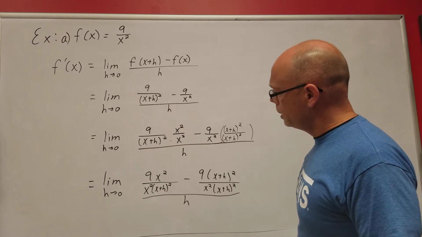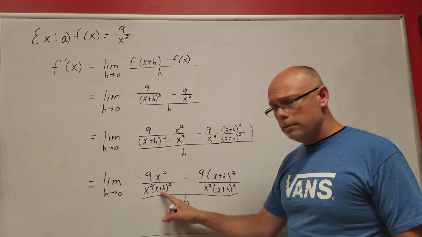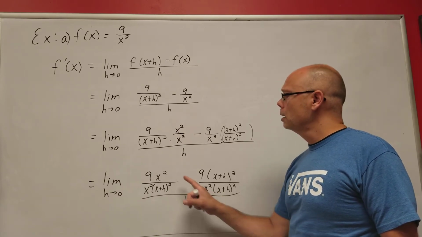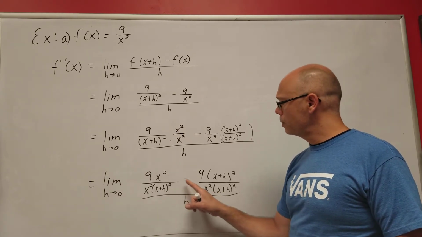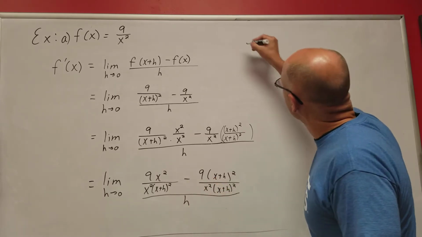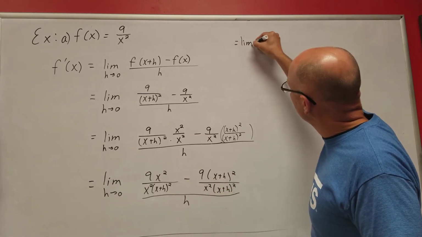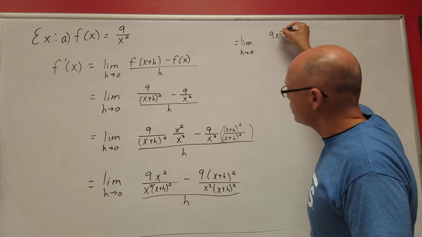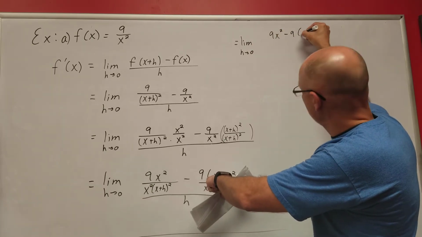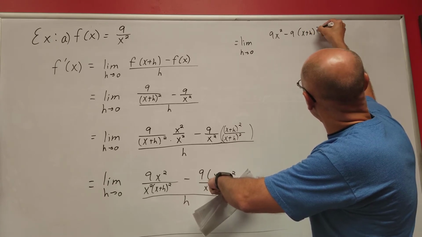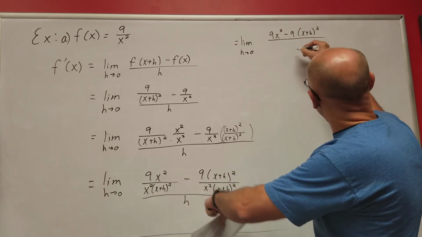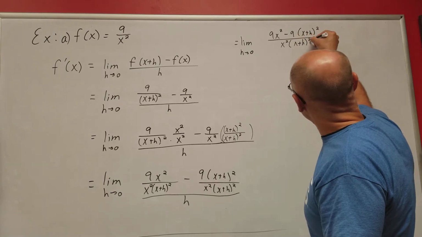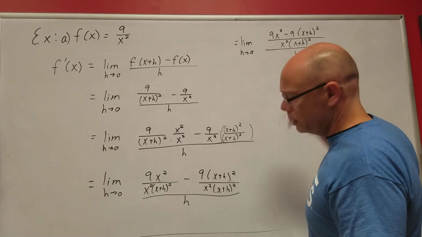All right, so let's see. If I have a common denominator here and here, I can write the denominator one time and put the numerator as 9x squared minus this stuff. So let me carry over the limit. Limit as h approaches 0 of 9x squared minus 9 times x plus h squared, and write that denominator down one time: x squared times x plus h squared, all over h.